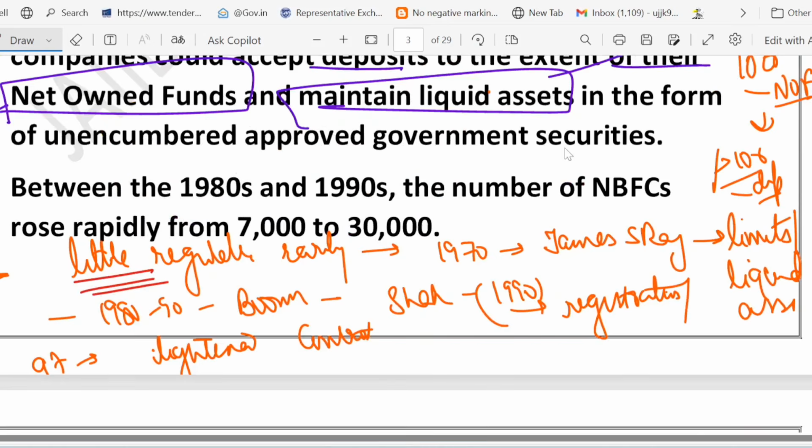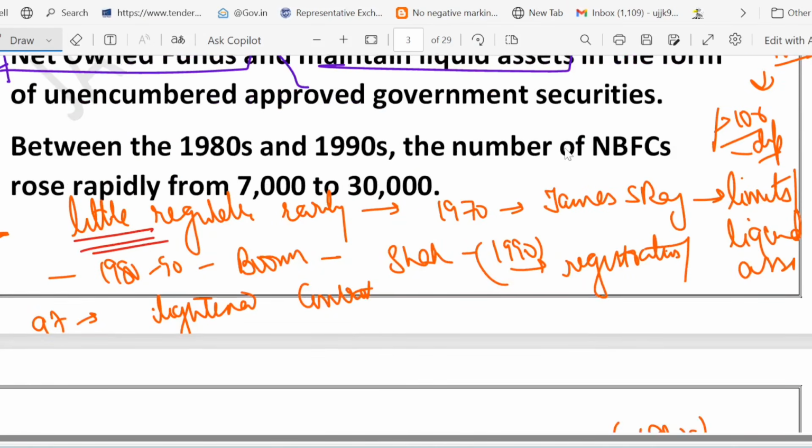Now what happened? Let's go through the history. There was little regulation earlier. In 1970, the James S. Raj committee was formed, which imposed some limits. In 1980 and 1990, NBFCs boomed from 7,000 to 30,000. Then the SA committee reform came in 1990.